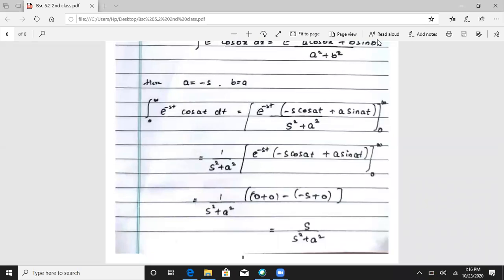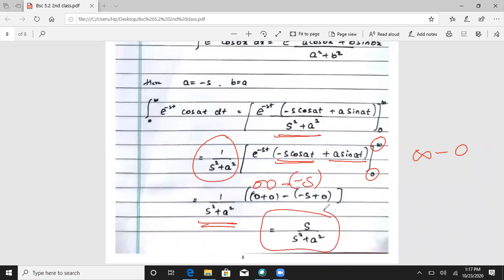Zero to infinity. When we simplify this function, the constant term we keep outside, then the remaining e to the power minus st into minus s cos at plus a sin at, from 0 to infinity. When we apply the upper limit minus lower limit, we get 1 divided by s square plus a square into: the upper limit gives 0 and the lower limit gives minus of minus s. It becomes plus s. Then the resultant value is s divided by s square plus a square.